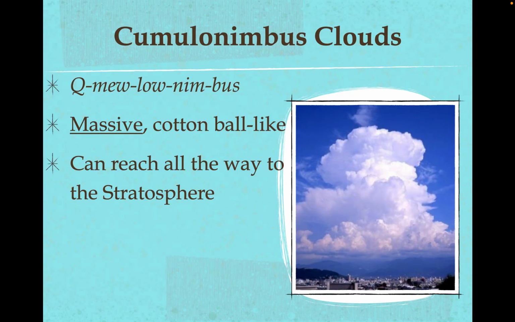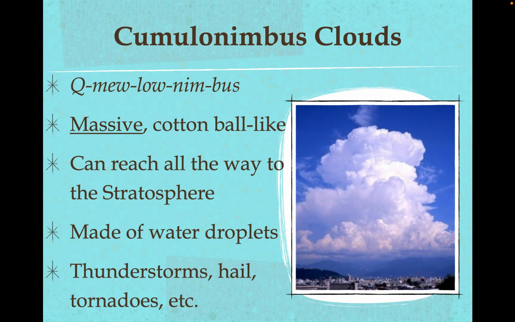Cumulonimbus. I got a phonetic spelling up there. Cumulonimbus. Massive cotton ball. They're very tall if you can see them from a distance. They reach all the way up to the stratosphere, and that's why they have that flat top. I've mentioned that before. They're made of water droplets, and these clouds often form in the edges of cold fronts. And it's because of that vertical development.